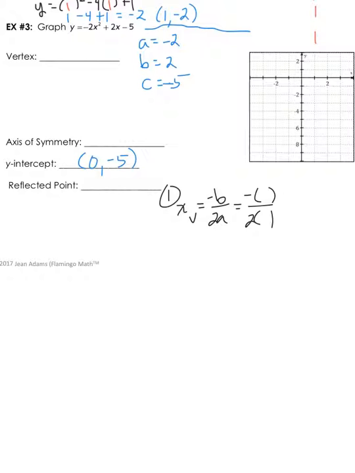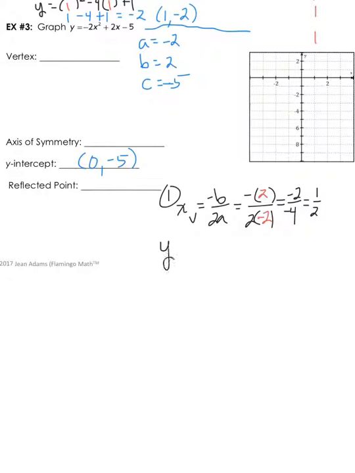So B is 2, and A is -2. So I end up with -2 over -4. Oh, isn't this fun? We get a value that is +1/2. So this should be your only fractional point. If you choose wisely, this is your only fractional point.